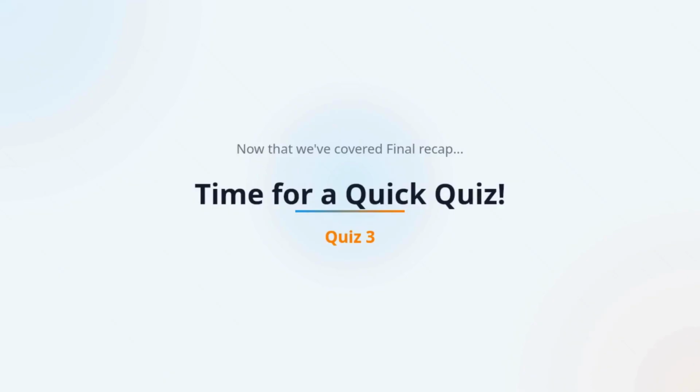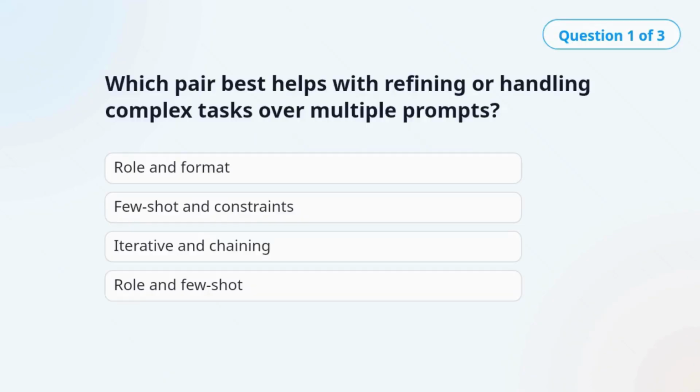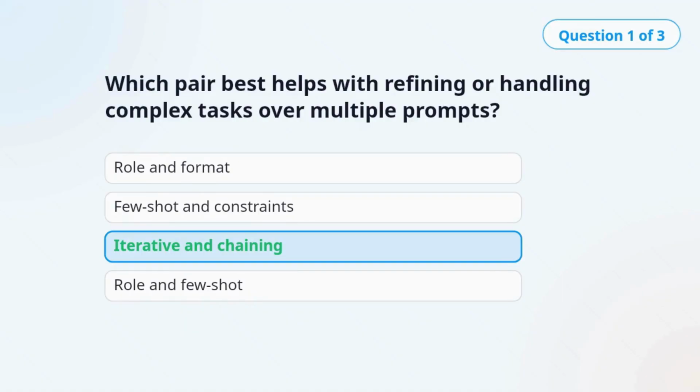Here's quiz number 3. See if you can get it right. Question 1. Which pair best helps with refining or handling complex tasks over multiple prompts? The correct answer is iterative and chaining. Iterative prompting improves output through follow-ups, while prompt chaining breaks a larger task into manageable connected steps.